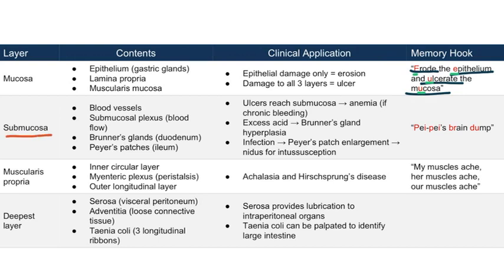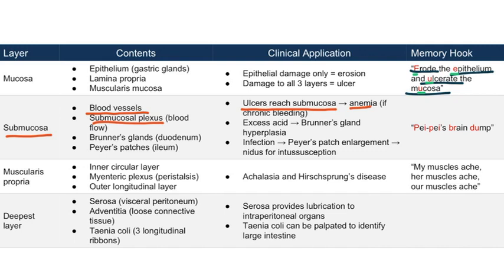Now focusing on the submucosa, we already discussed that it houses significant blood vessels. And if ulcers reach the submucosa, the patient can have anemia if the bleeding is chronic. What I want to draw your attention to now is the submucosal plexus. This plexus of ganglia regulates blood flow of the submucosal arteries and veins. This makes sense because this plexus is within the layer that the arteries and veins are located in, so it's logical that it would regulate blood flow.